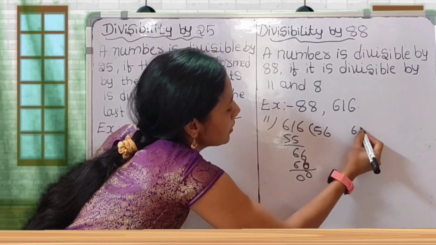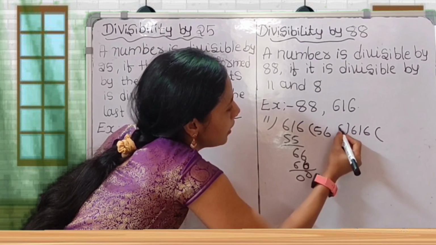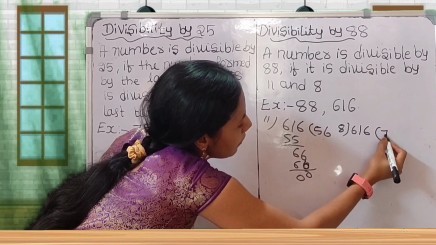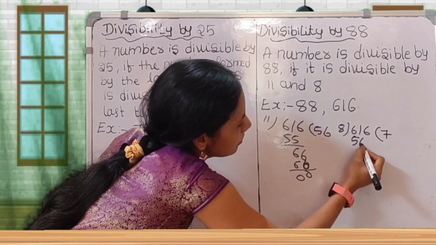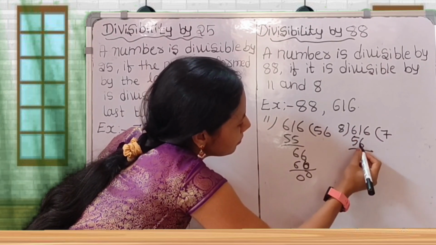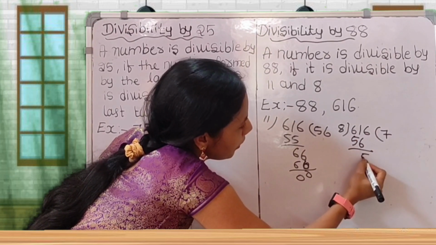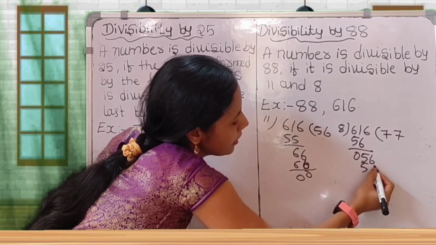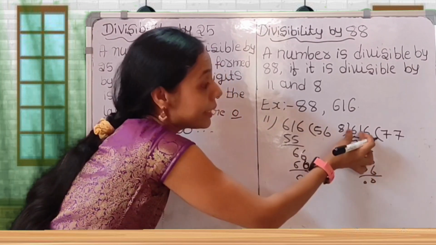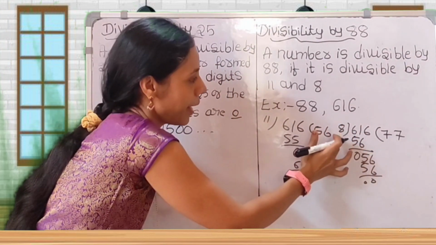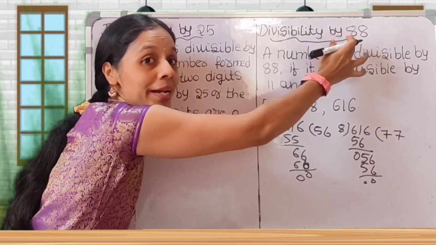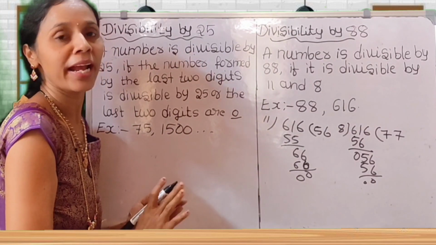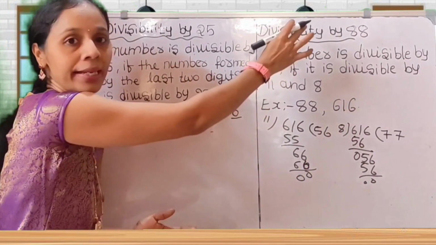Consider 8. 616. 8 times 7 is 56. After 5 is there, 0. Take 6. 8 times 7 is 56. So 0, 0. It is also completely divisible by 8. So it is also divisible by 88. Okay. This way we can easily identify whether any number is divisible by 88 or not.